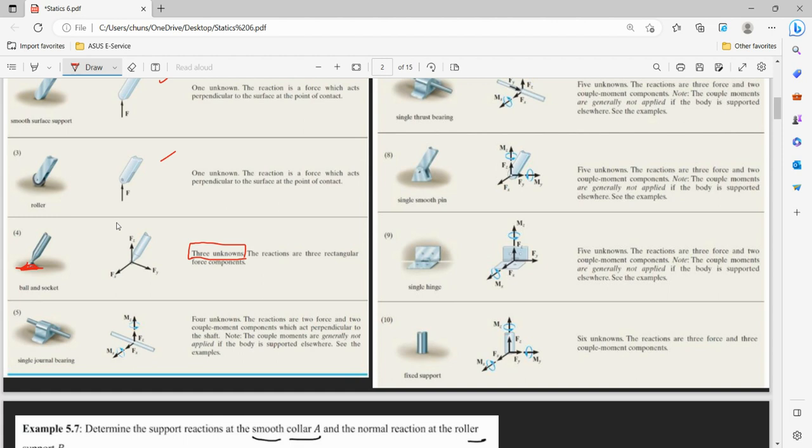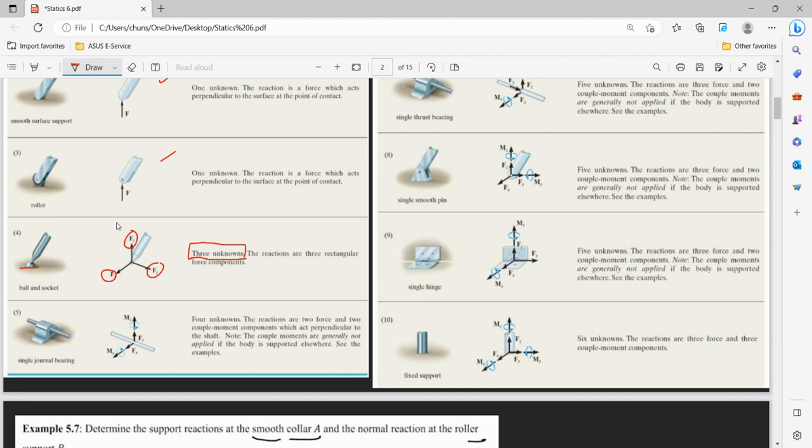So therefore, we develop three unknowns in our Fx, Fy, and Fz direction because we are restricted movement in those places. However, using that same joystick analogy, you can rotate it in any direction, right? You can spin it in any direction. And so because of that, there's no moment developed. So we only have three unknowns just due to the fact that it is fixed to the bottom of wherever it is attached to. Right, so there's three unknowns.